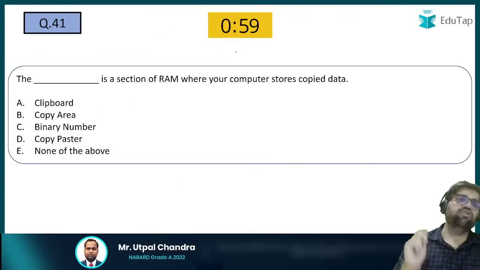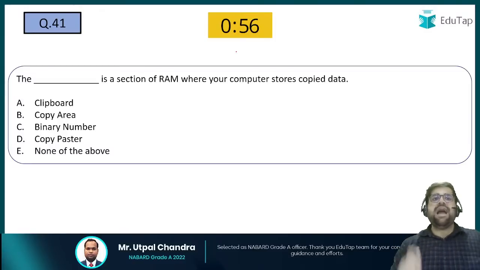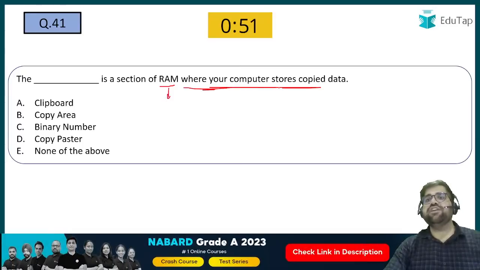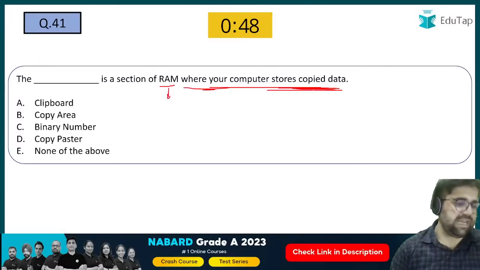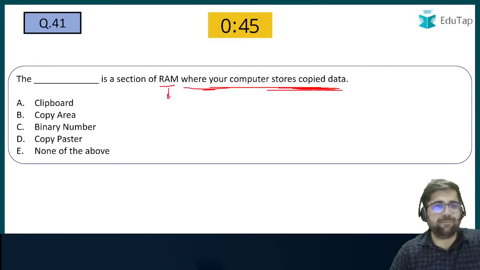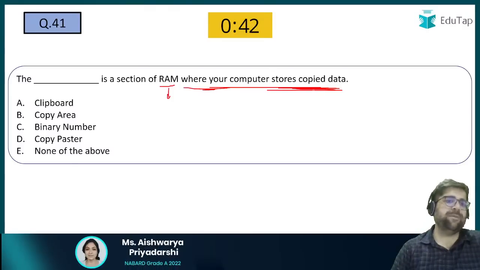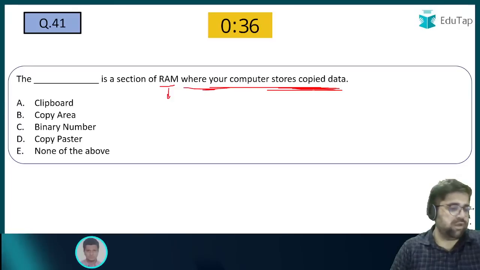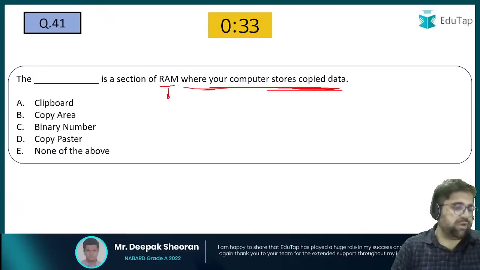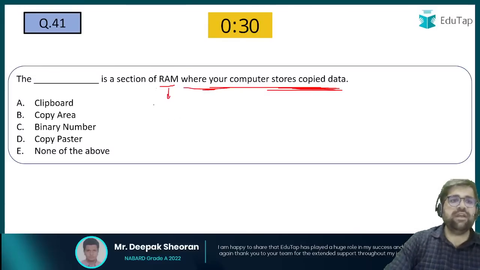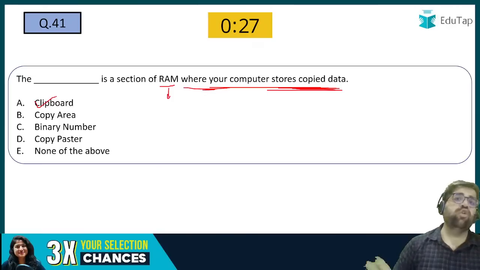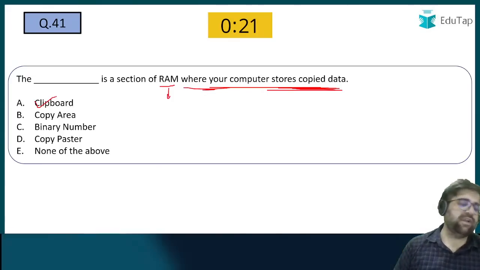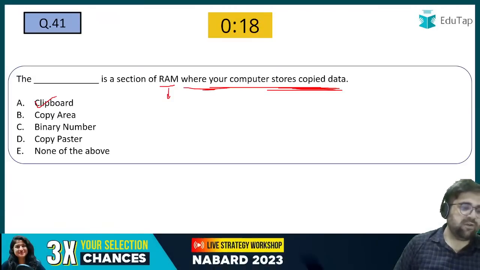Okay. Question number 41. The dash is the section of RAM. Mind you, RAM is something which is volatile, where your computer stores the copied data. Who will tell me the right answer? Is it clipboard, copy area, binary number, copy paster, or none of the above? Yes, Shubham is going with A, that is clipboard. Yes, the correct answer is clipboard. Very good, my friends. Clipboard is that particular section where you store the data which is copied. If it is not safe, then say tata bye bye to your data. So clipboard is the right answer for question number 41.